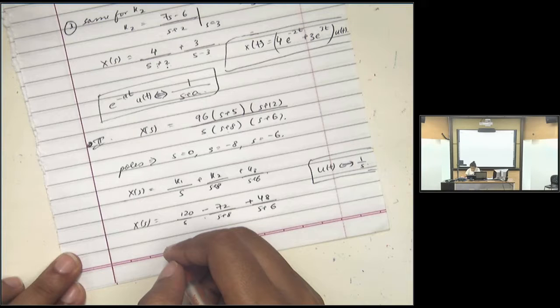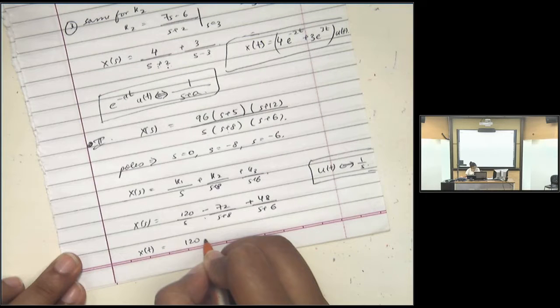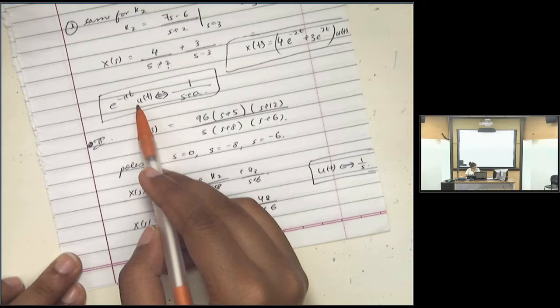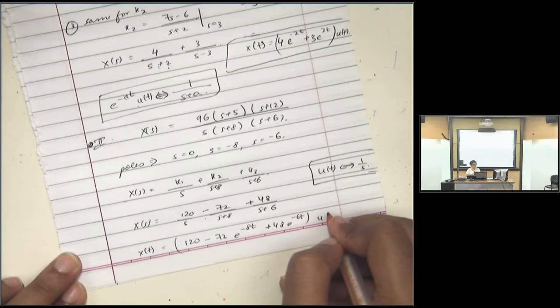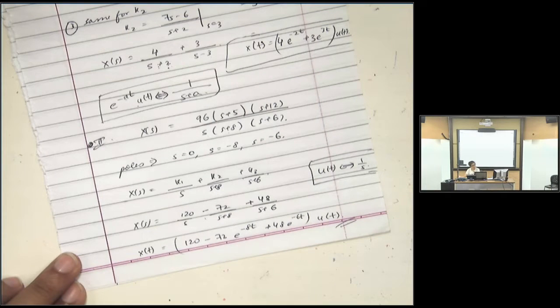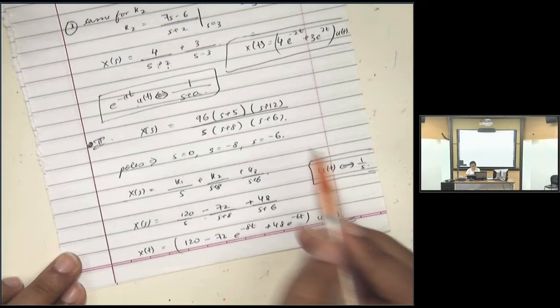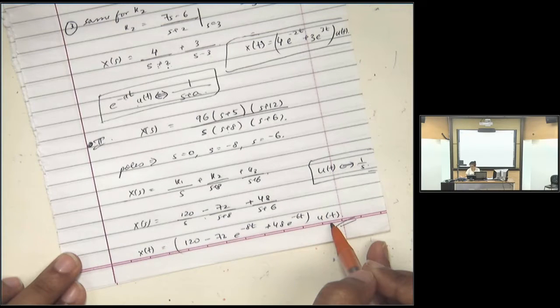So now my final x(t) is 120 minus 72 e raised to the power minus 8t, again using the formula from the previous example, plus 48 e raised to minus 6t, all times u(t). The thing to note is do not leave the s factor that's there outside. And there could be a mixture of transform pairs that you have to use. Here you had u(t), and here you have the e raised to minus 8t transform pair.